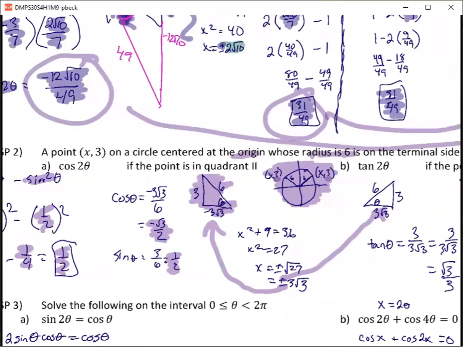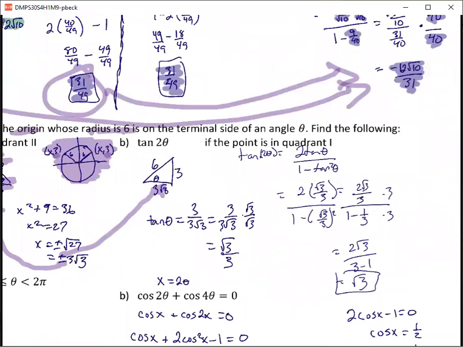If I were working for part B, I found the tangent ratio because I was trying to find the tangent of 2 theta. So I'm using my formula. So plug in my tangent of theta, simplify, and then I multiply by 3 over 3 again, which gives me just the square root of 3 when I do the arithmetic.